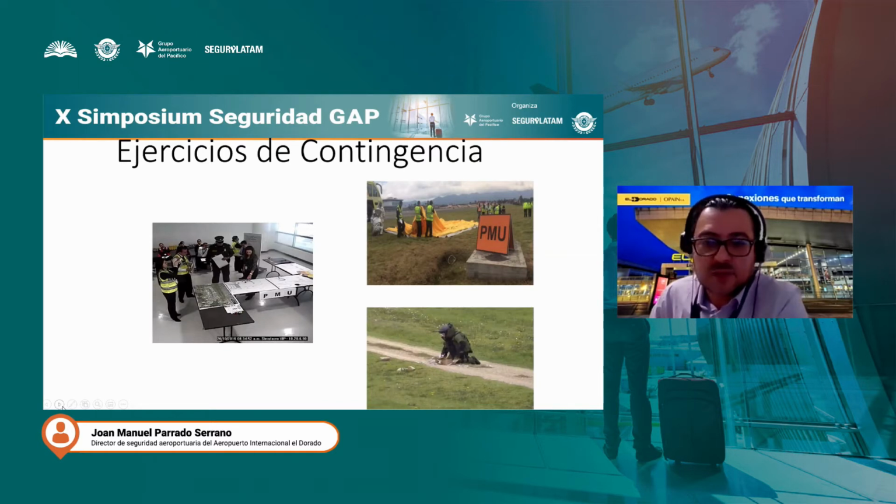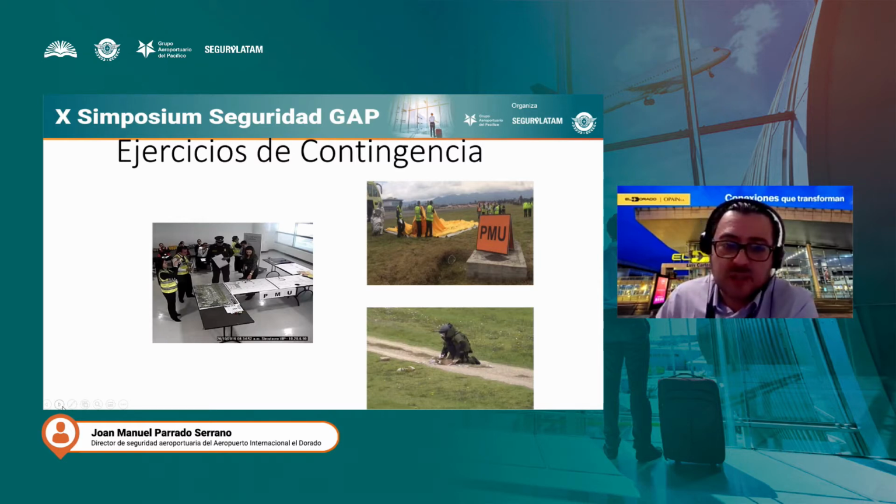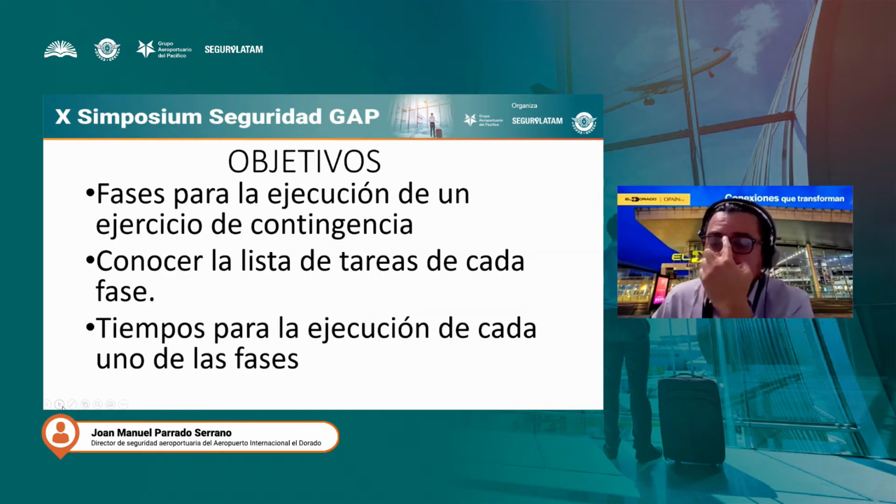In terms of contingency exercises, basically the airports are required by Annex 17 and the international regulations to carry out an exercise like this once a year at the office and once every 2 years on the ground. So we created a protocol to have an added value for the airport, and for all the authorities participating in these exercises. What is the procedure for it? Well, we basically established stages to execute this contingency exercise. In each of these stages, we have a checklist in order to have a very close follow-up of all the activities that need to be carried out. And additionally, we have timelines established to guarantee that the exercises have the result that we expect.